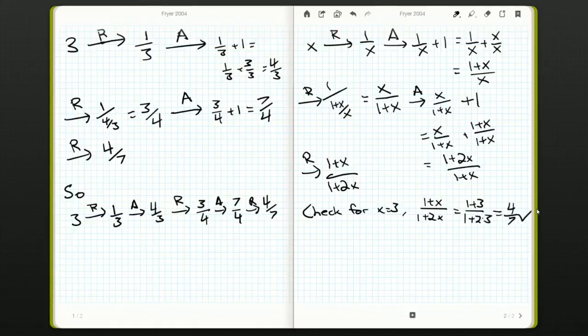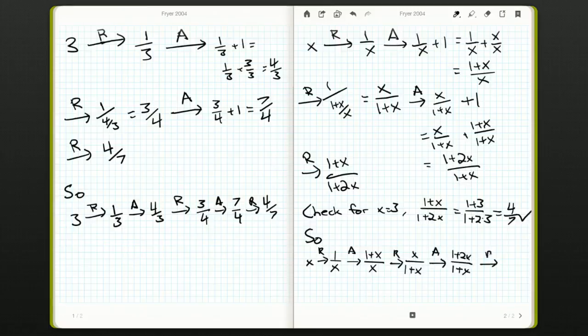So we just write down our answer nice and neat. So we got x, 1 over x. Don't forget to add in these r's and a's. x over 1 plus x. A gave us 1 plus 2x over 1 plus x. And the final reciprocal gave us 1 plus x over 1 plus 2x.